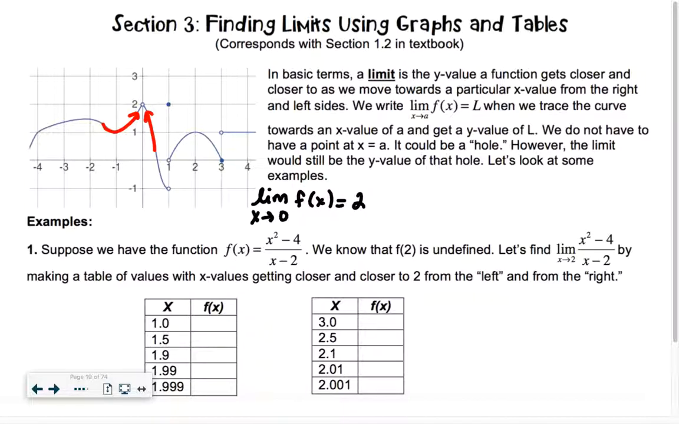Okay, that point doesn't have to be there. It's an open circle there. But that's what we're getting closer and closer to. So what if I talked about like the limit as x goes to 2 for f of x? So as I trace along the curve, I'm getting closer and closer to 2. What y value am I getting closer and closer to? 1, exactly. This is exactly what a limit is.